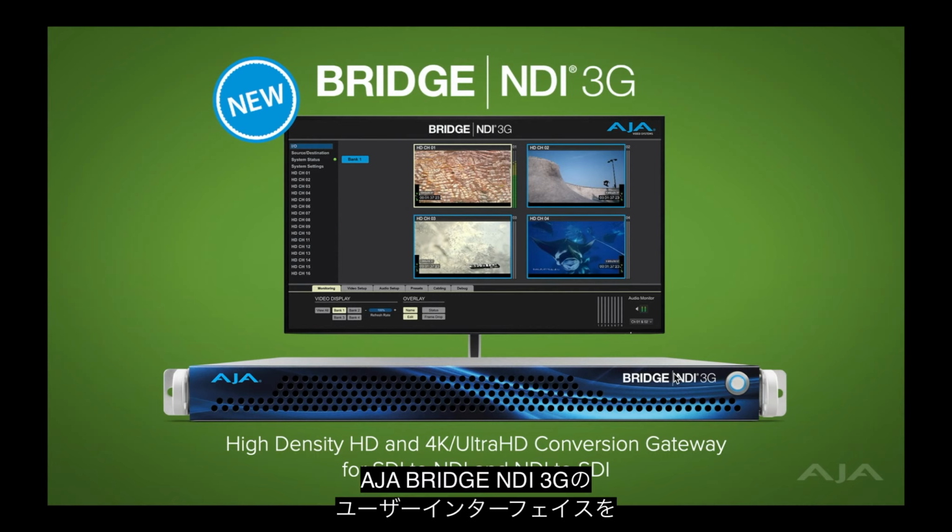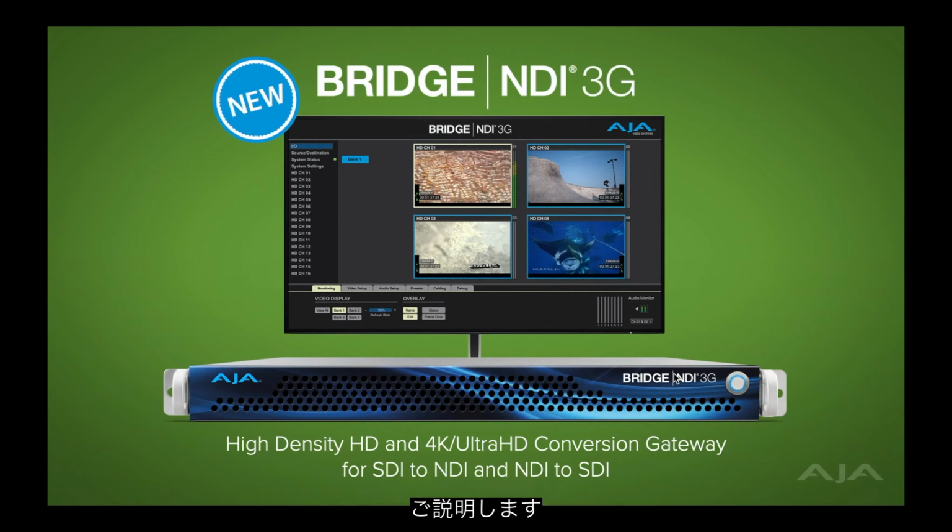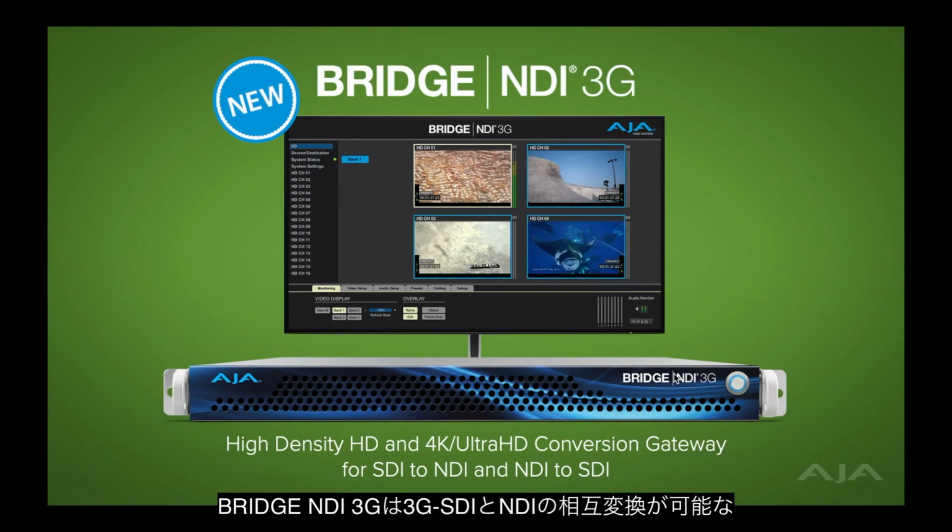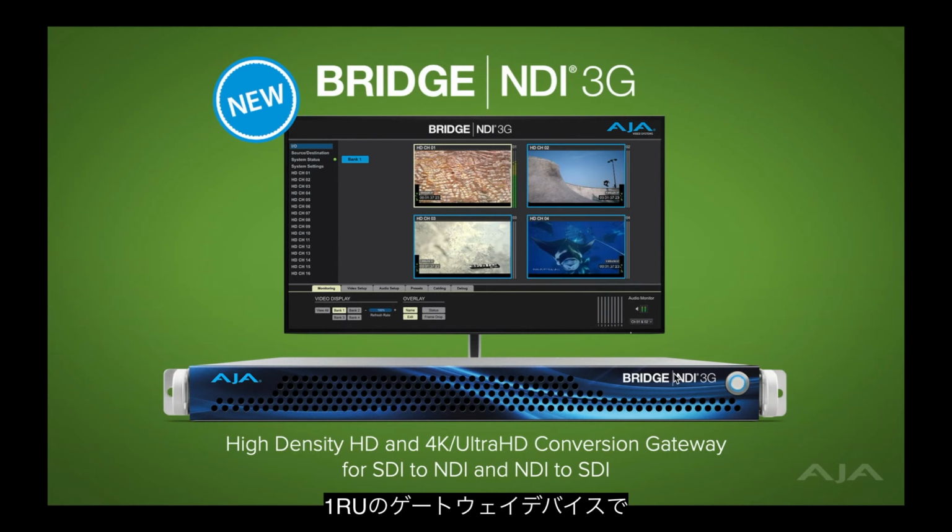Today I'm going to show you the AJA Bridge NDI 3G Web UI walkthrough. Bridge NDI 3G is a 1RU gateway offering high-density conversion from 3G SDI to NDI and NDI to 3G SDI for up to 16 channels of HD and 4 channels of 4K or UHD. It is designed for AV use, security, broadcast, esports, entertainment venues, and a wide range of other facilities that require high-quality, efficient NDI encode and decode.